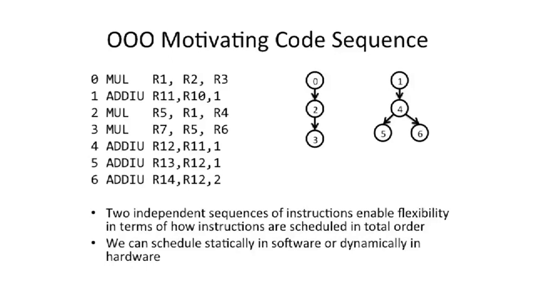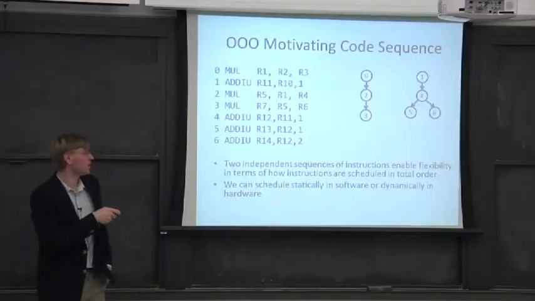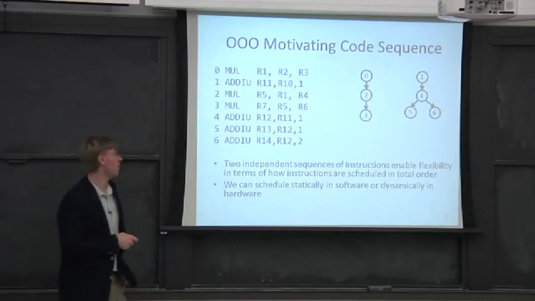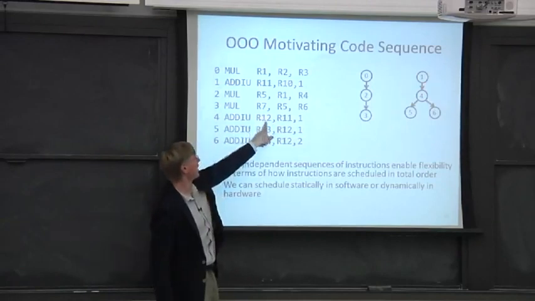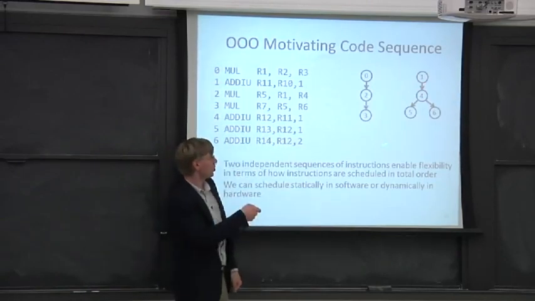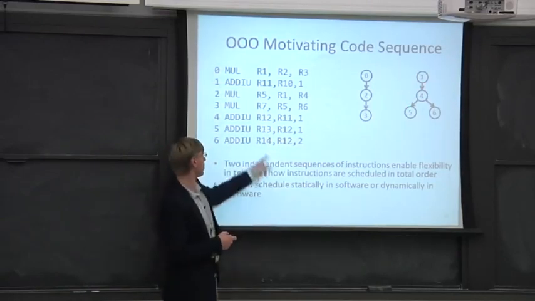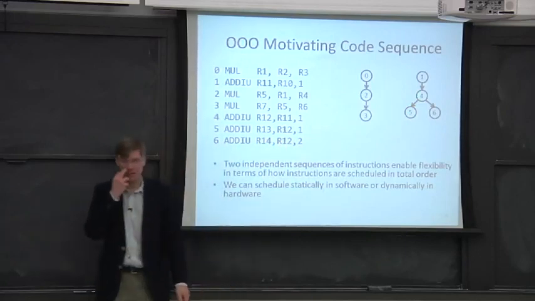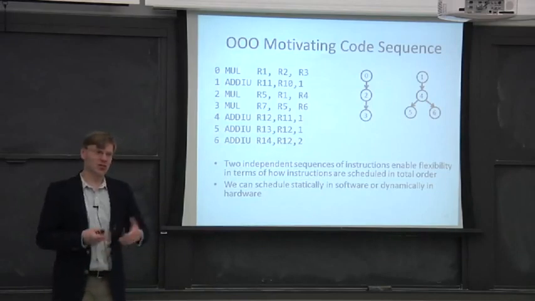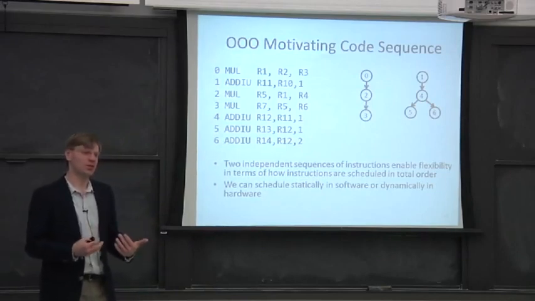Instruction 4 here, let's take a look. Register 12, register 11. It reads register 11, so it's dependent on instruction 1. 5 is dependent on the output here, 12, so it gets put after 4. And likewise, 6 reads register 12, so it is dependent.